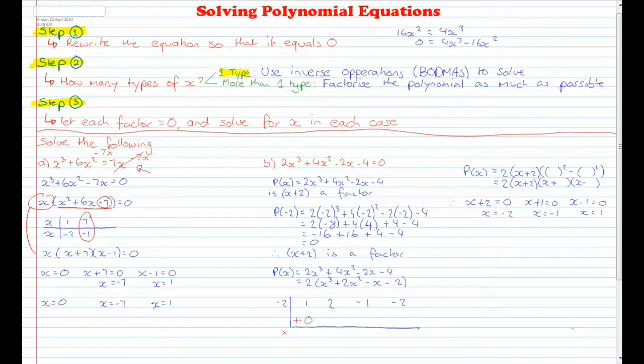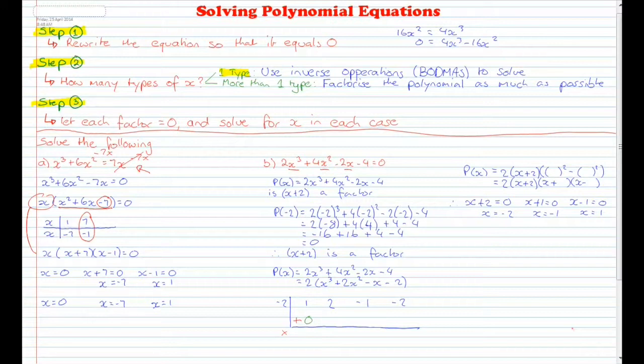Part B, now this is a little bit more in depth, so we've got 2x cubed plus 4x squared minus 2x minus 4 is equal to 0. First step is to rewrite the equation so that it equals 0. Well, we've already done that, so we don't need to worry about it. The next step is to determine how many types of x there are. Well, we've got an x cubed, an x squared, and an x. So there's more than one type of x. That means we must factorise.